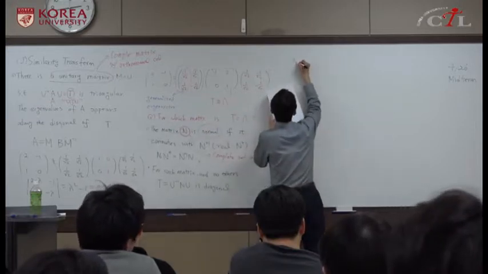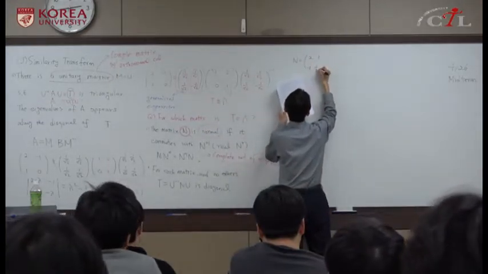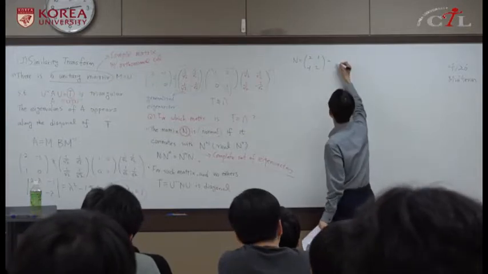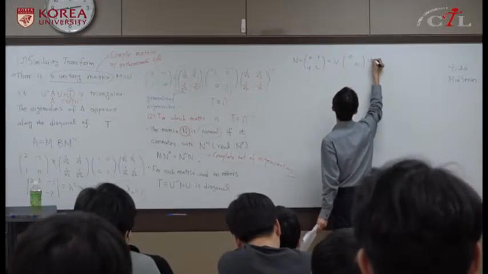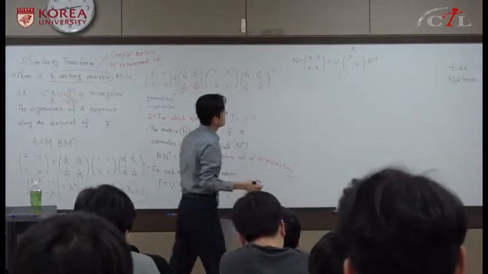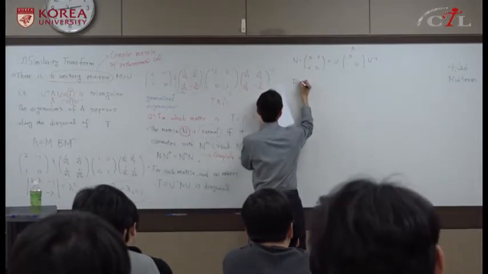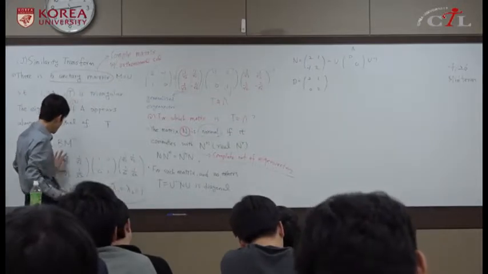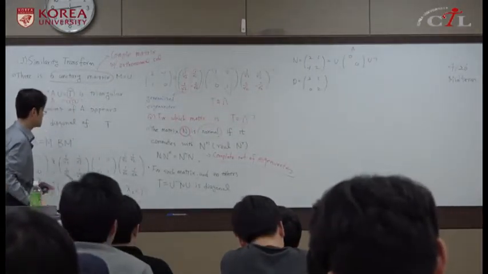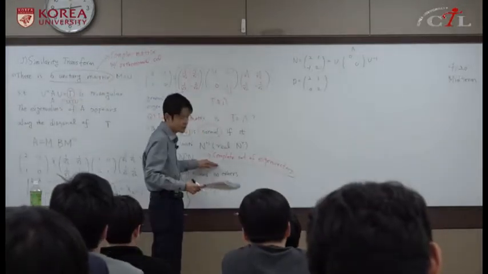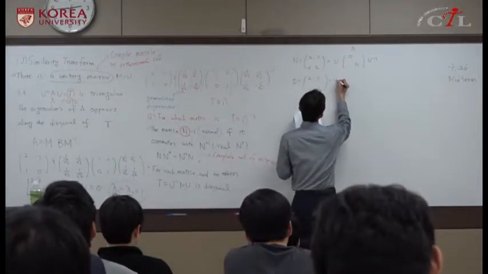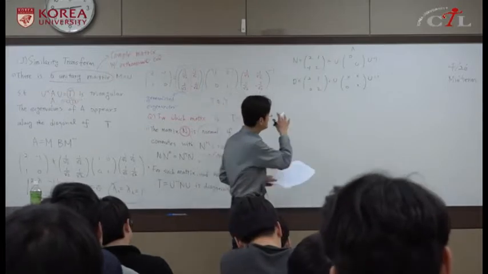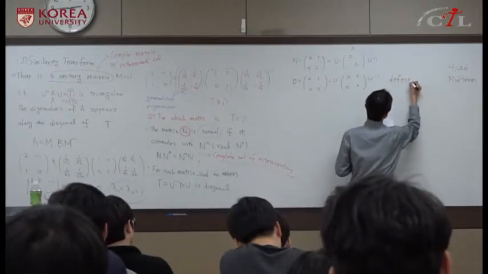So for example, a normal matrix is 2, 1, minus 1, 2. If we do this kind of triangularization, then we get U, a diagonal term, and U inverse. Here it's the diagonal term. For a defective matrix, like this or like this, which has just one eigenvector, not two eigenvectors, they don't have a complete set of eigenvectors. Then it should be U, some triangular form, and U inverse. And we say this is a defective matrix, and it's not normal.